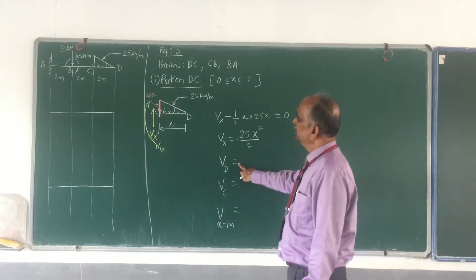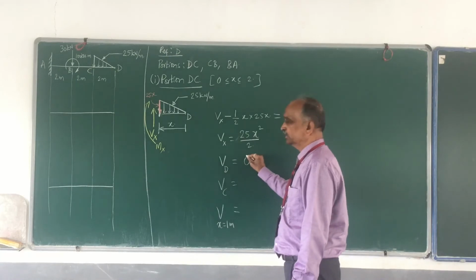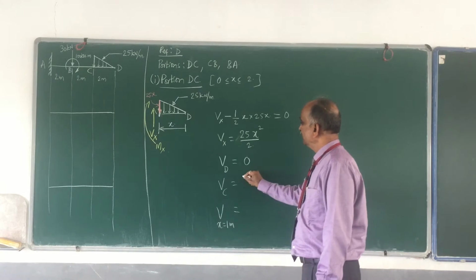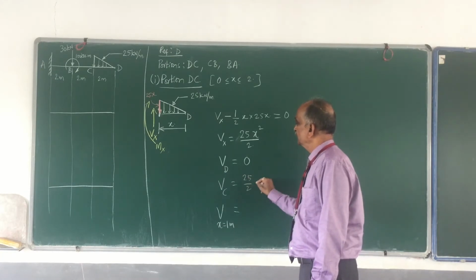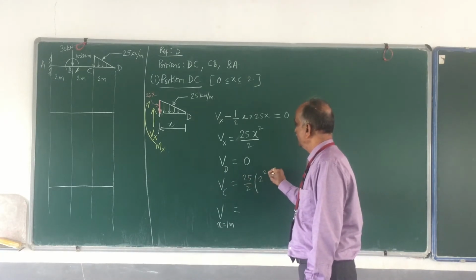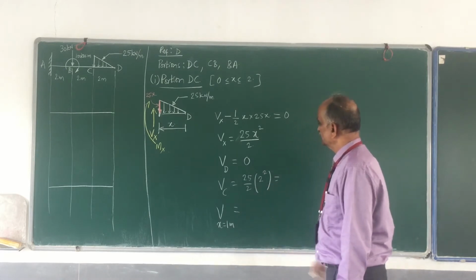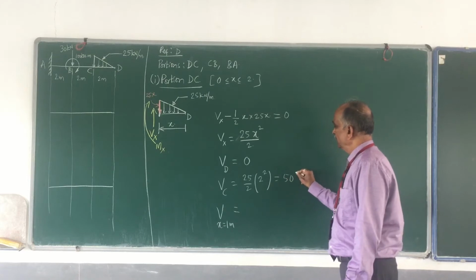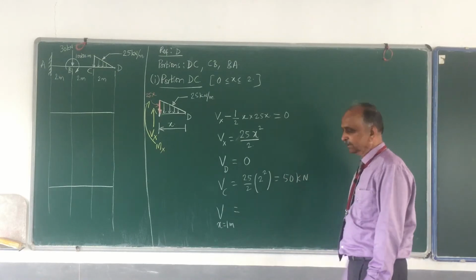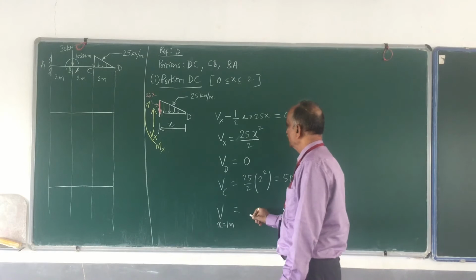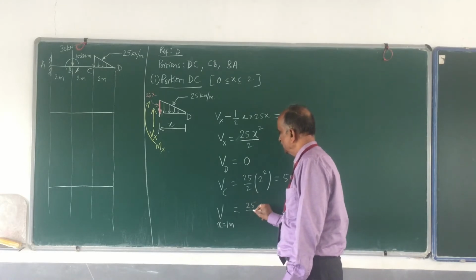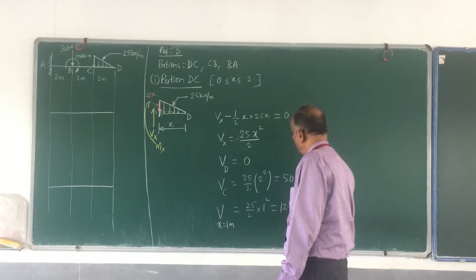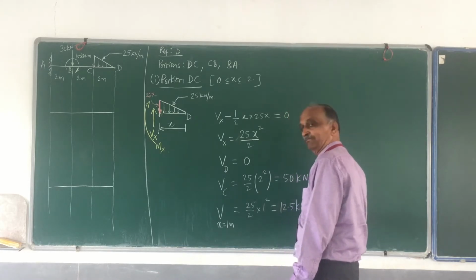For D, x is 0, therefore shear force is 0. For C, x is equal to 2, therefore this is 25 into 2 square divided by 2. So this is 25 into 4 divided by 2, which is equal to 50 kilonewton. And what is the shear force at x equal to 1? This is 25 divided by 2 into 1 square, which is equal to 12.5 kilonewton.